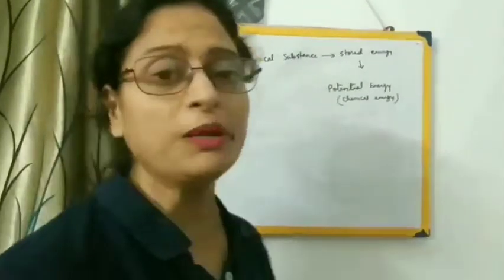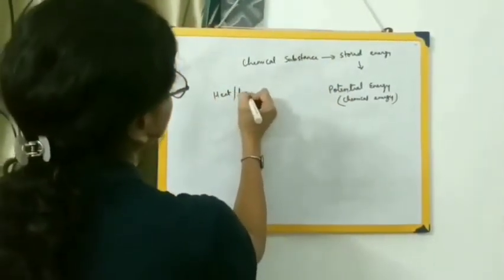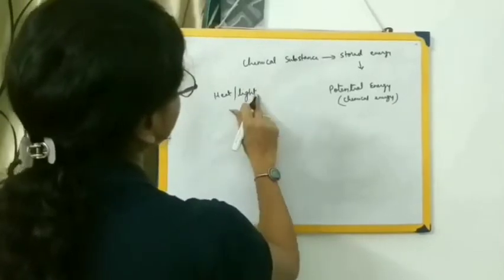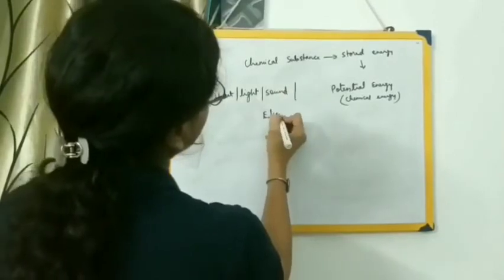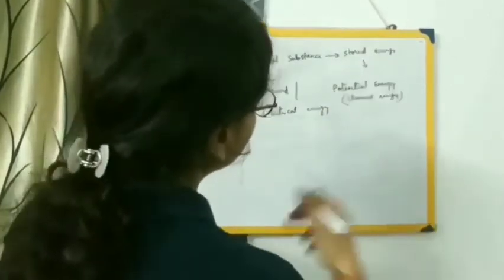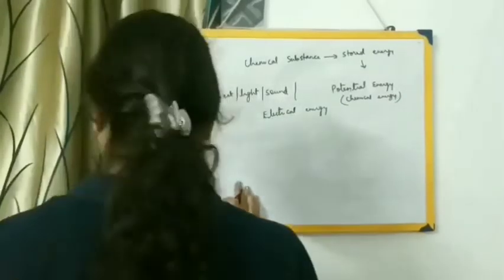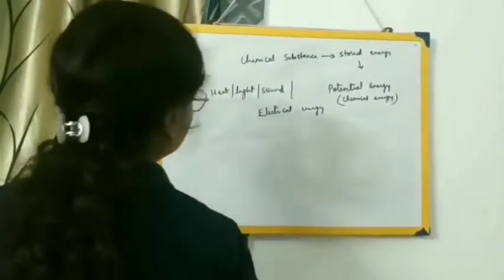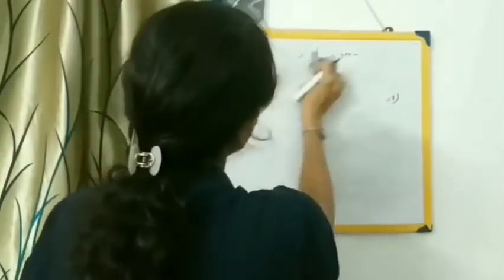So either the energy may be evolved or the energy may be absorbed. This energy necessarily may not be in the form of heat. It can be in the form of heat, light, sound, or even electrical energy. I repeat once again, the energy involved in a chemical reaction may be in the form of heat, light, sound, or electrical energy. So based on this, we have two types of reaction. Let me explain those two types of reaction based on the energy changes.